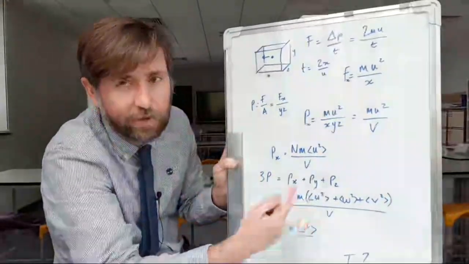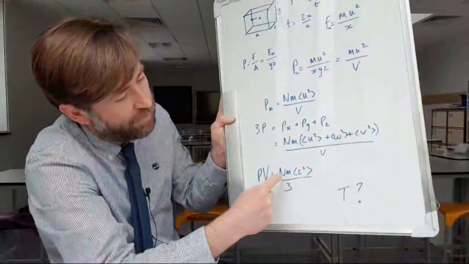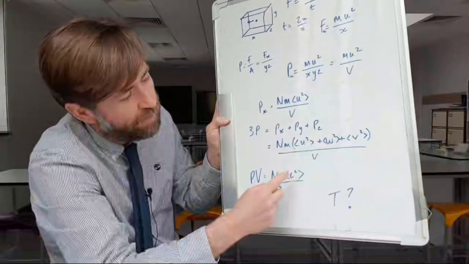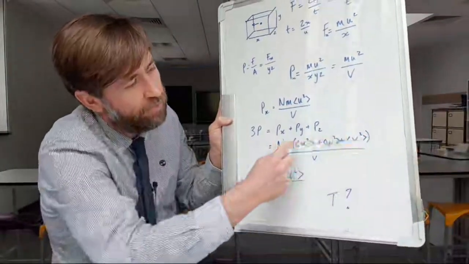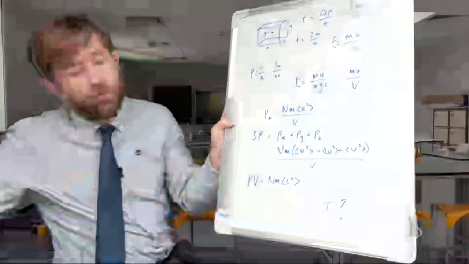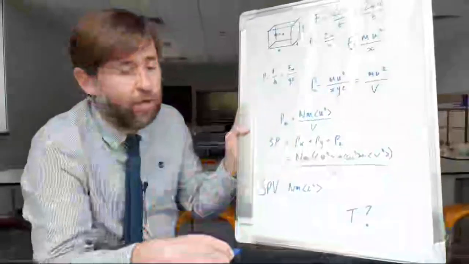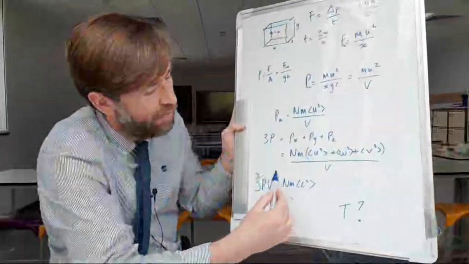Now, just to tidy up, put it all on one line, I'm going to do PV equals N m c squared. Now, c squared is just all this stuff here. And I'm going to move the 3 across to this line here. So I now have 3PV is N m c squared.